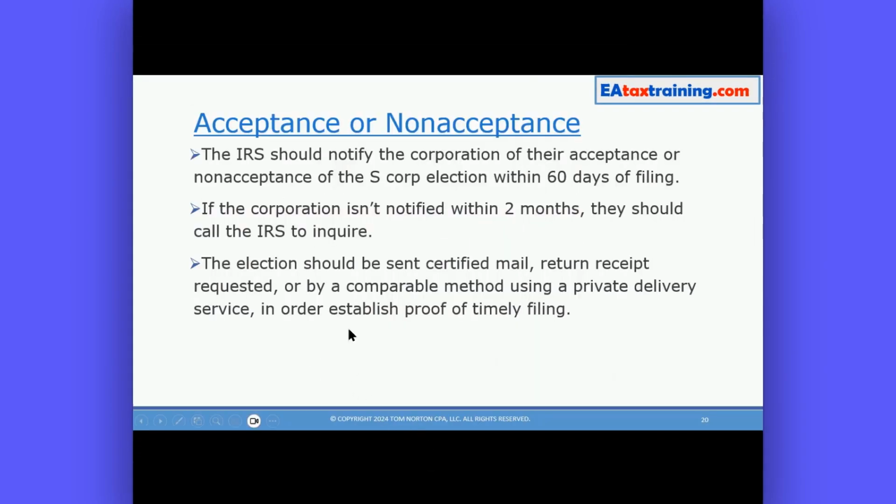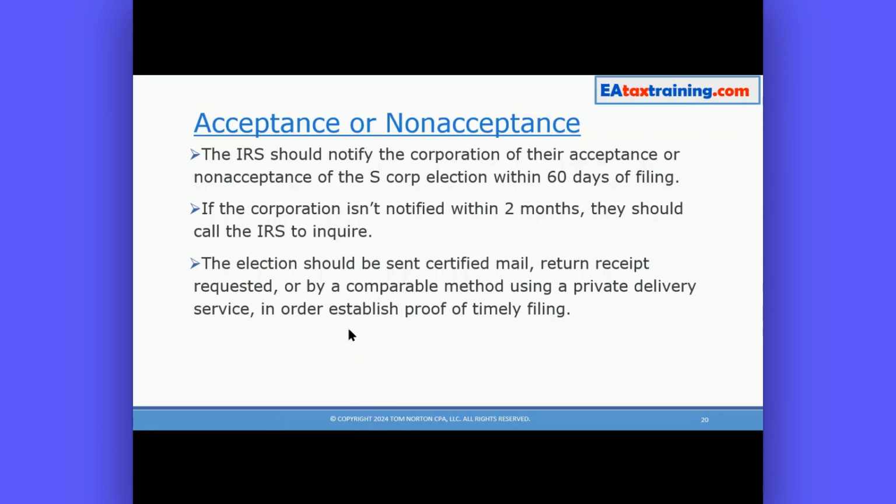Once the S Corp election has been submitted, so the 2553 has been submitted, the IRS should notify the company of their acceptance or non-acceptance within 60 days. So if the corporation doesn't hear back within those 60 days, they should call the IRS to inquire.